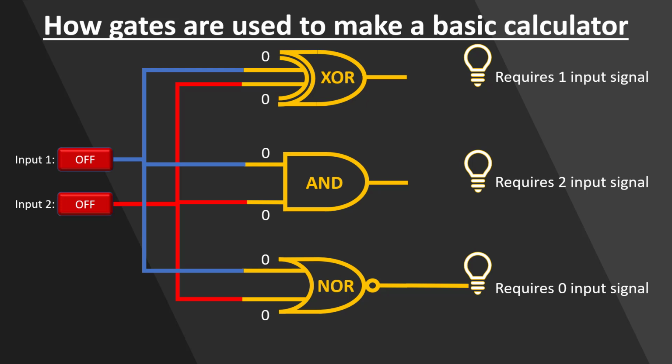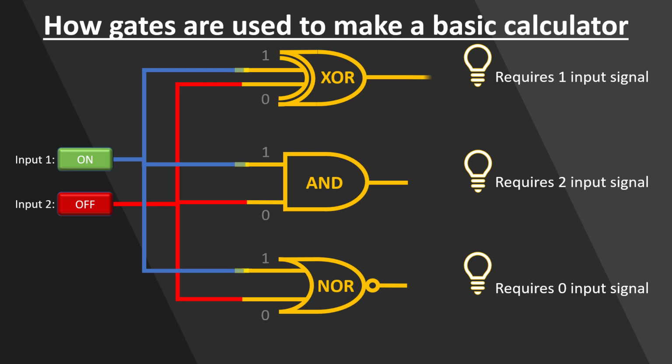That's 2 off switches. Then when we switch one of the switches on, the top one, you'll see the signal coming along on the blue line, and you'll see no signal from the red line, and the only one that will catch that will be the exclusive OR, because an exclusive OR needs a 1 and a 0. So the answer will be 1.